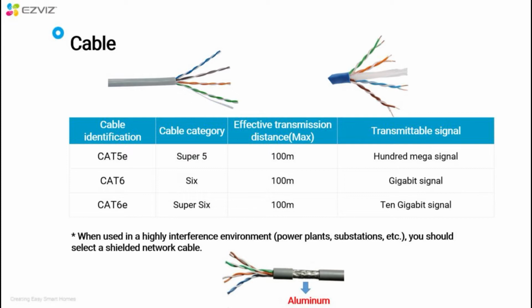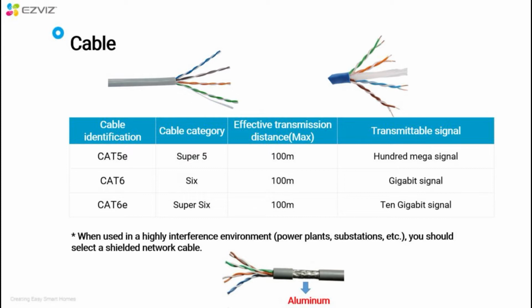And for the different types of cable, the transmissible signal is different. The Super 5 cable supports transmitting 100 mega signal. The 6 cable will transmit gigabyte signal. And the Super 6 cable will support transmitting 10 gigabyte signal. According to the identification on the surface of the cable, we can distinguish different types of network cable.